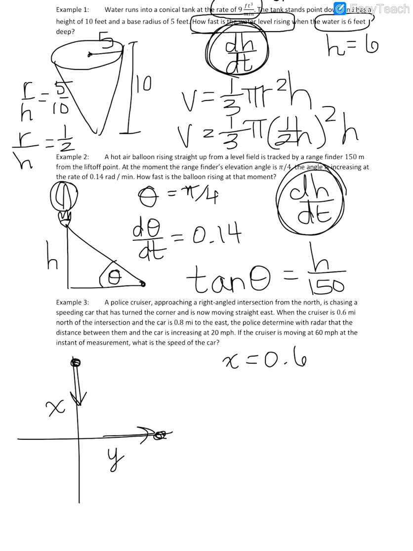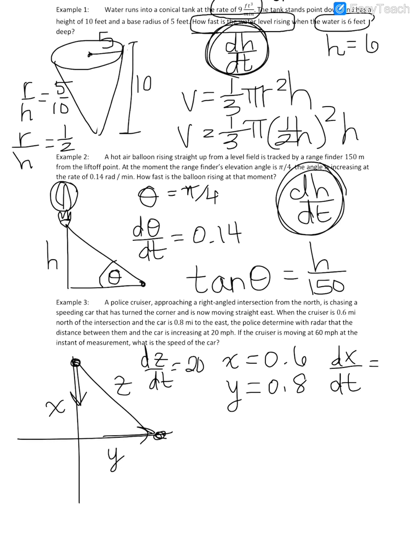The car is 0.8 miles to the east, so our Y is going to be 0.8 when we evaluate it. And then it says the police determine with radar that the distance between them and the car, so that's this, and we'll call it Z, is increasing. The rate at which their car is getting further away is 20 miles per hour. So that's our dz/dt. The rate at which Z is changing is 20. And then it says the cruiser is moving at 60 miles an hour. So that's dx/dt, which is going to be 60.